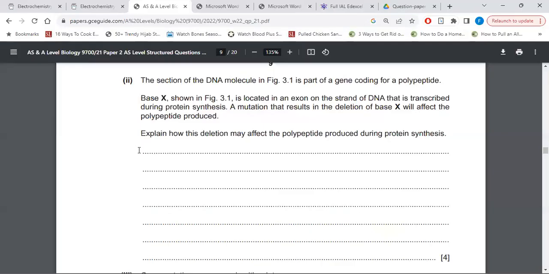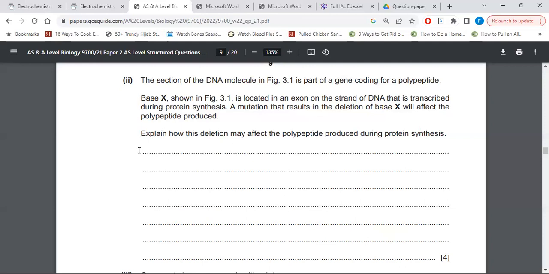Because this is exactly the answer we're going to give over here. The section of DNA molecule in figure 3.1 is part of a gene coding for a polypeptide. Base X shown in figure 3.1 is located in an exon. So because it's in an exon, you and I know it's not a silent mutation. It's most probably not a silent mutation on the strand of the DNA that is transcribed during protein synthesis. A mutation that results in the deletion of base X will affect the polypeptide produced. Explain how this deletion may affect the polypeptide during protein synthesis.